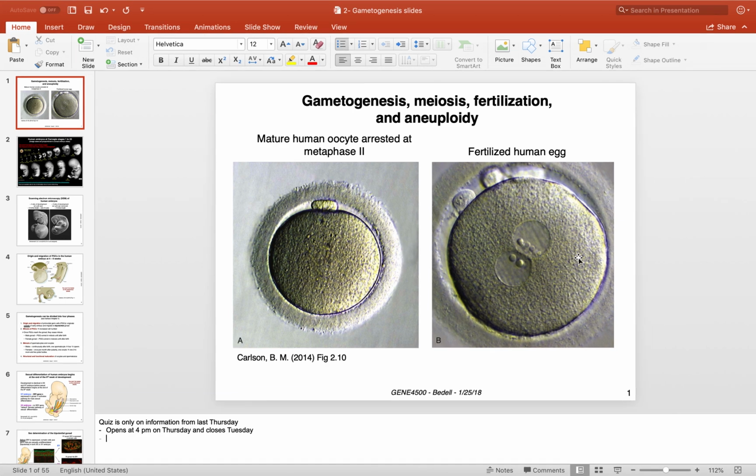I just wanted you to get the general idea that there is organization to the genome inside the nucleus, and it's a very important part of gene function, gene regulation, chromosome segregation, things like that.